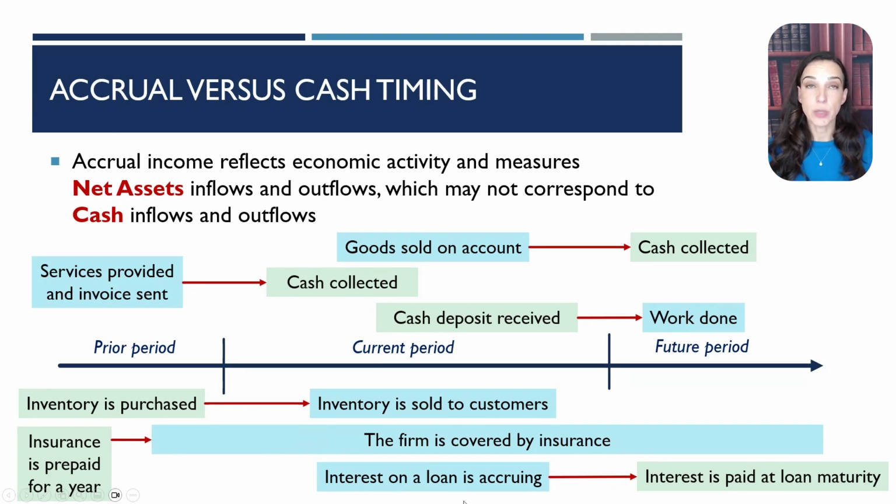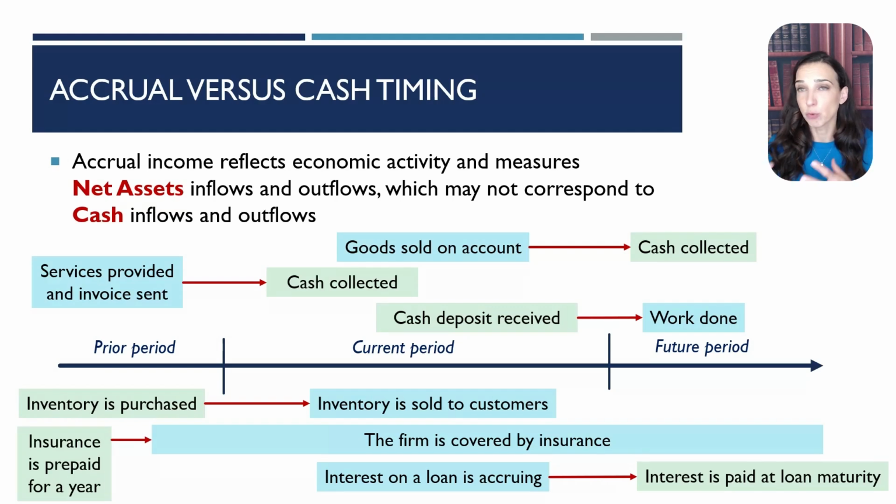It could be that we took out a loan, and while the loan is outstanding, the interest on the loan is accruing and it's growing, and we're only going to pay the interest together with the principal at maturity. These are just some examples, but pretty much almost any transaction that you can think of for a large public US company is almost never going to be of a nature where the cash coincides immediately with the economic event.